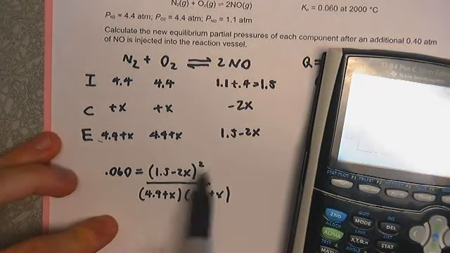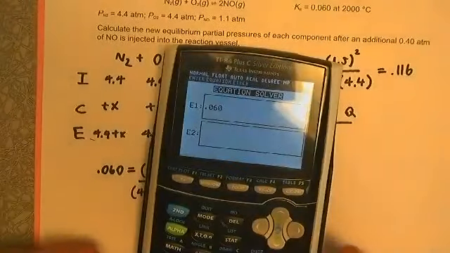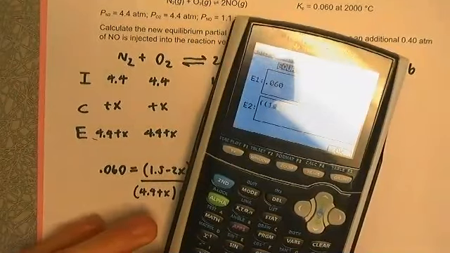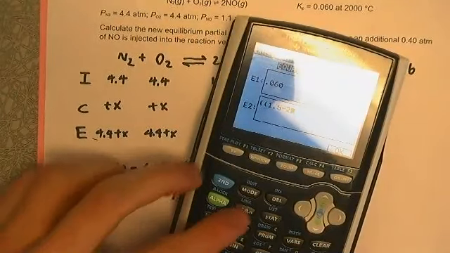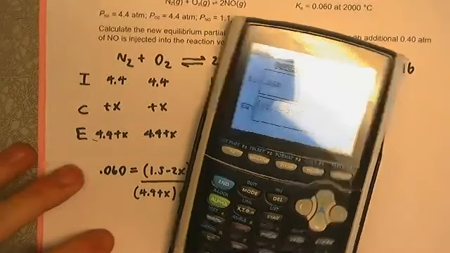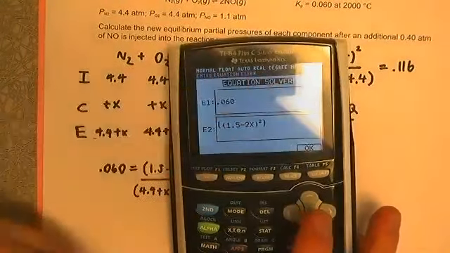Make sure you have parentheses around your numerator and denominator. So I'm going to do my numerator: 1.5 minus 2x, that squared. It's not 1.5 minus 2x squared. It's 1.5 minus 2x, in parentheses, squared. We're not squaring just the 2x, we're squaring the whole thing. And parentheses for the numerator.